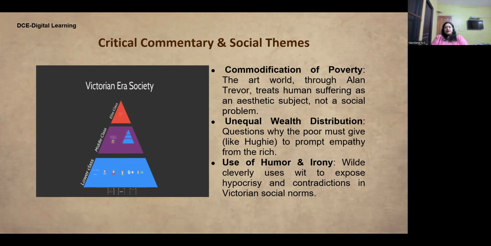Use of humor and irony. Wilde cleverly uses wit to expose hypocrisy and contradictions in Victorian societal norms.